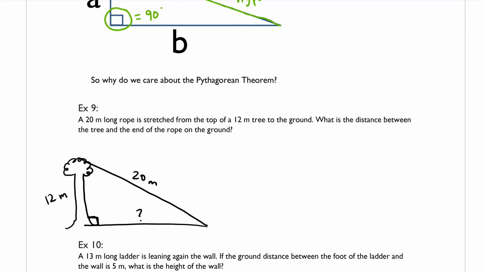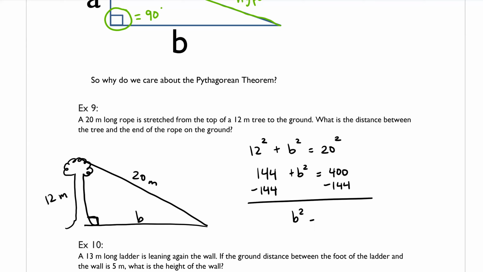Now, using the Pythagorean theorem, we can create the equation 12 squared, and instead of putting a question mark, I'll replace that with a b. So we're trying to solve for the length of b. So 12 squared plus b squared is equal to 20 squared. Now, I can go ahead and square those values. So we have 144 plus b squared is equal to 400. And if I'm trying to solve for b, I would subtract 144 from both sides and get b squared is equal to 256.